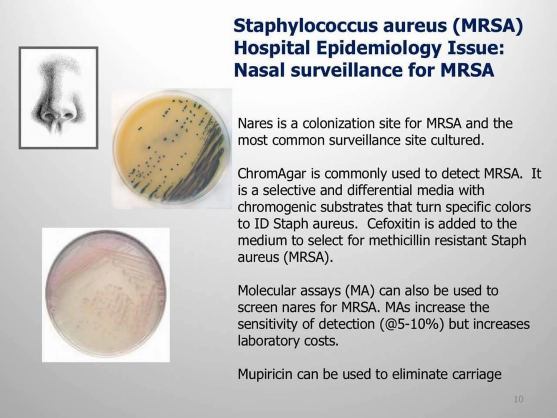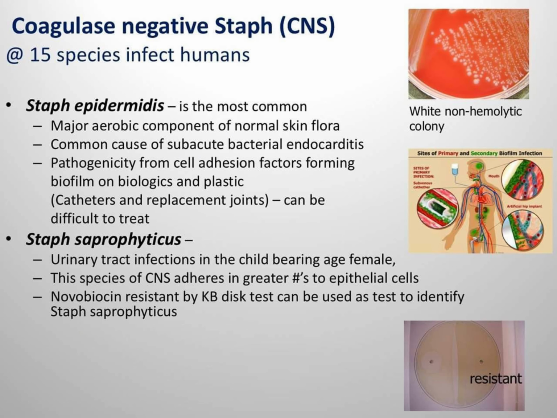MRSA infections can occur in people who have weakened immune systems or in individuals who have undergone surgery or invasive medical procedures. MRSA can cause a range of infections, including skin infections, pneumonia, and bloodstream infections. MRSA infections are often difficult to treat because the bacteria have become resistant to many antibiotics.